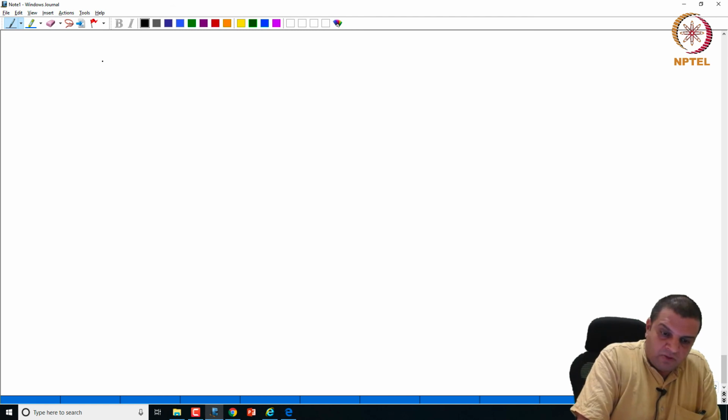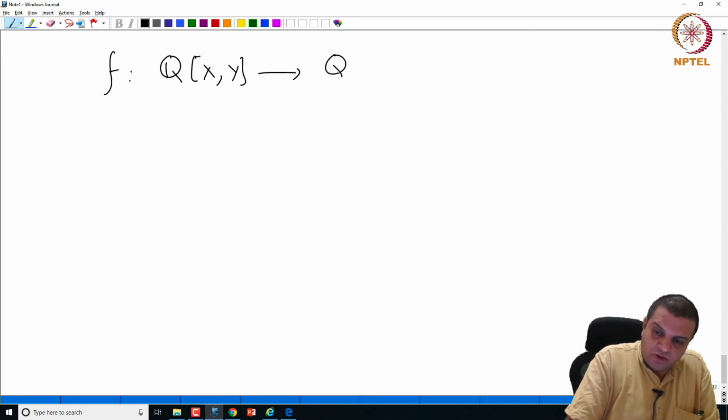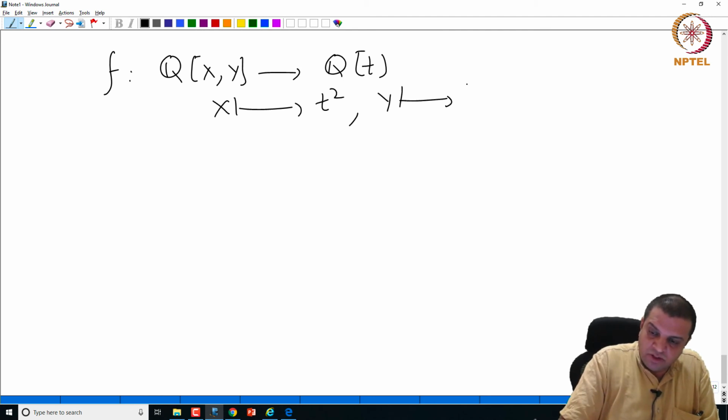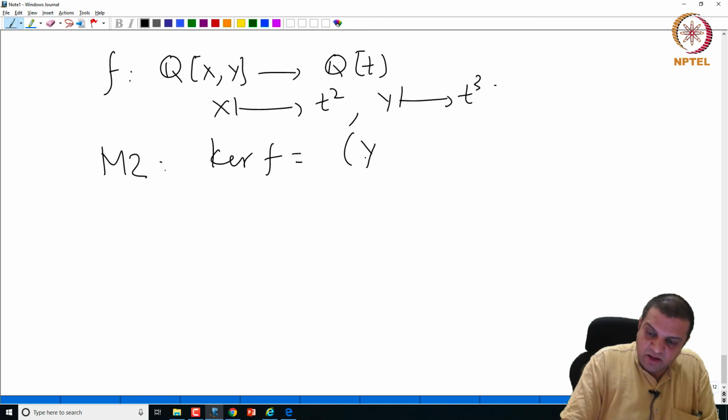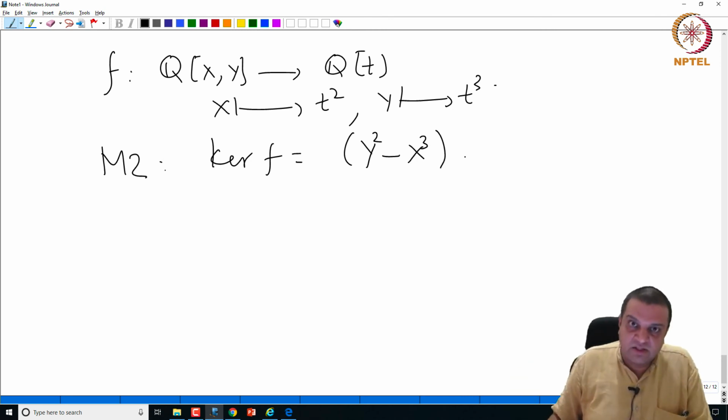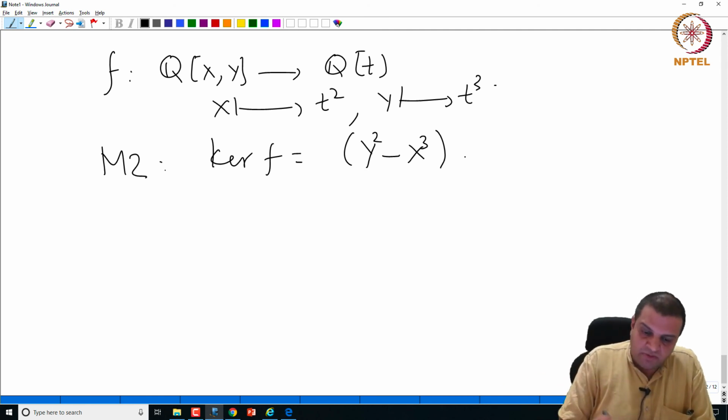So the map is from the rationals adjoin x, y to the rationals adjoin t, x goes to t square, y goes to t cube. Okay. And Macaulay 2 tells us the kernel of f is the ideal generated by y square minus x cube. And we ask, can we prove the statement? Okay. So how do we do this?